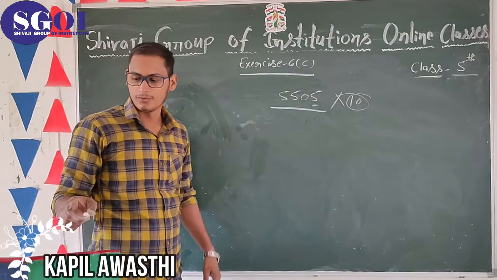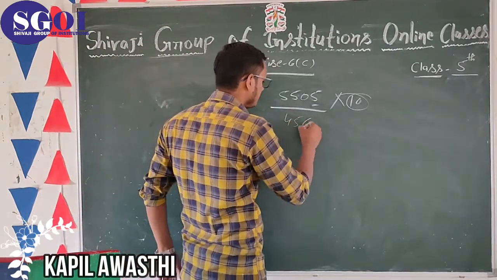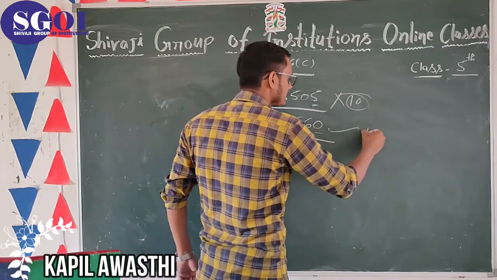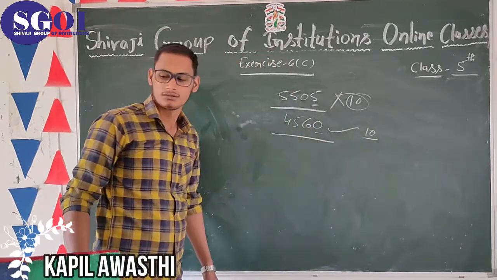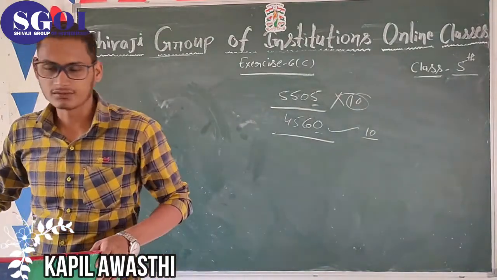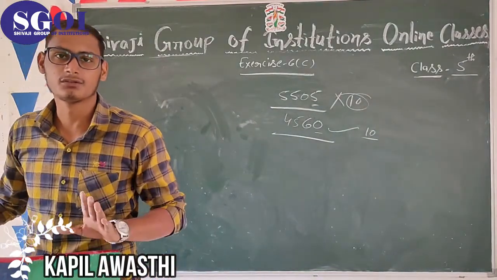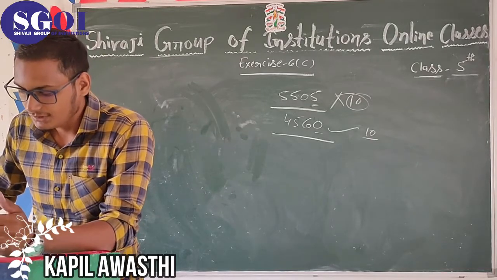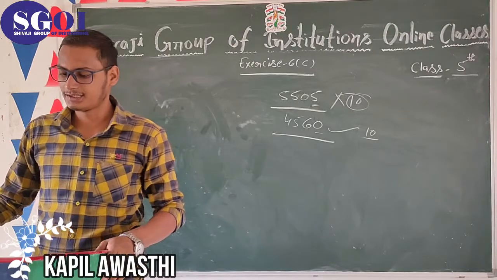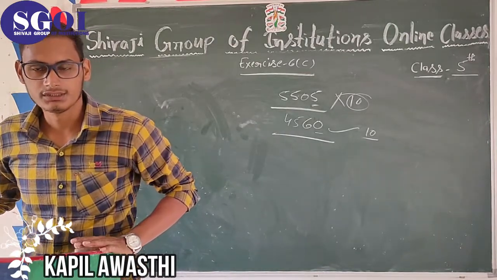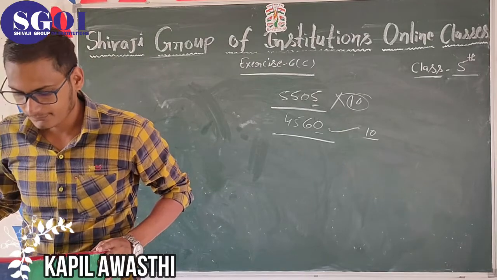Next, 4516. Only look, is the ones place number 0? It is not, so this number is not divisible by 10. Next, 2,74,650. The ones place number is 0. So the whole number is divisible by 10. Question number 4, 4,35,892. The ones place number is 2. So this number is not divisible by 10.